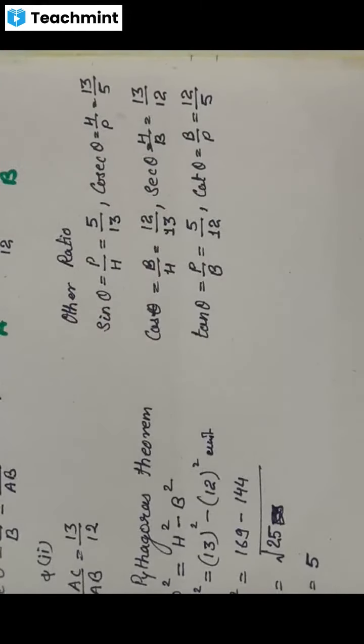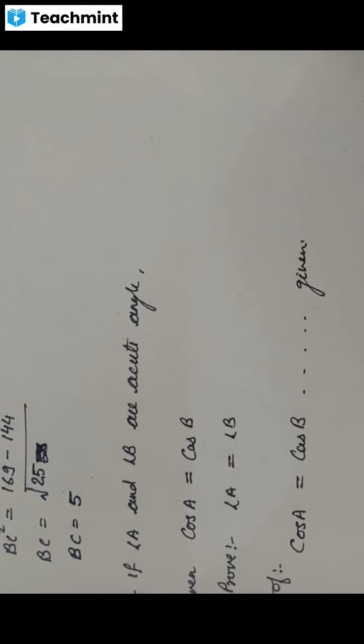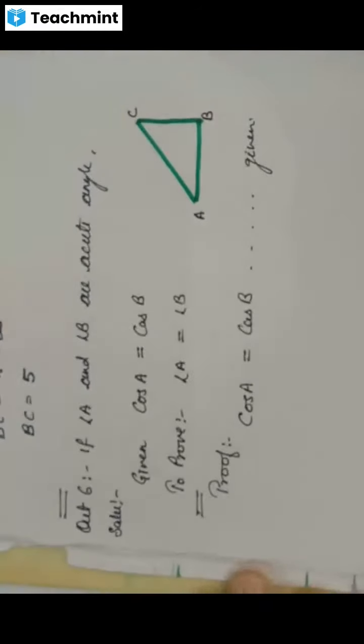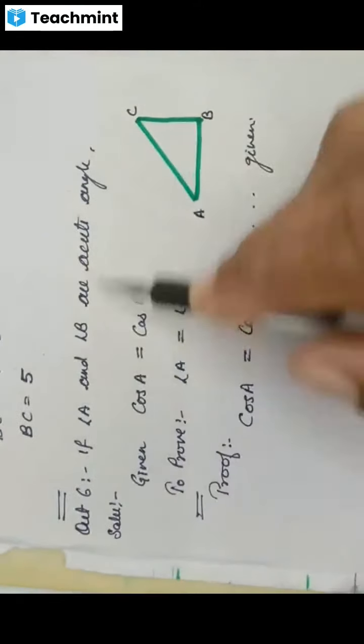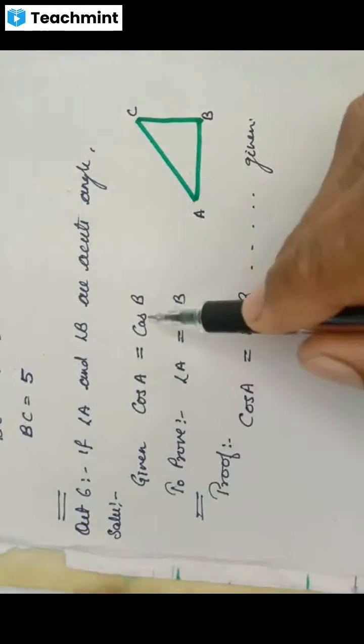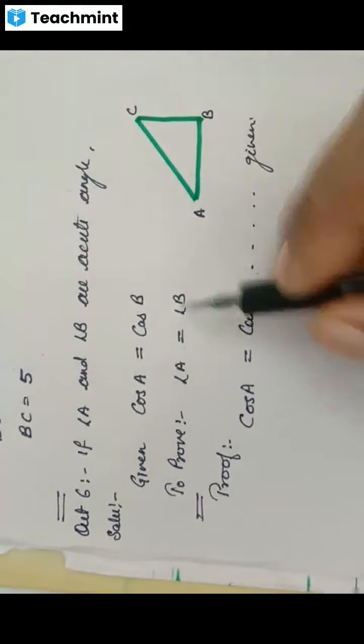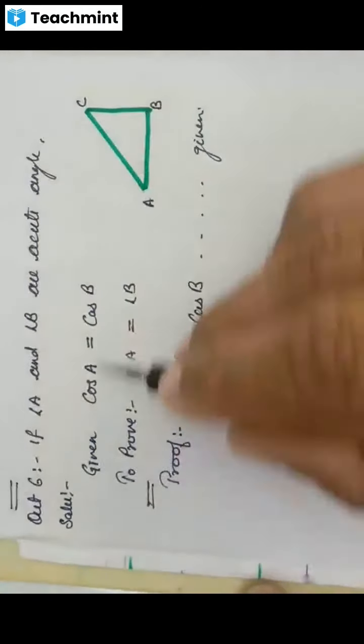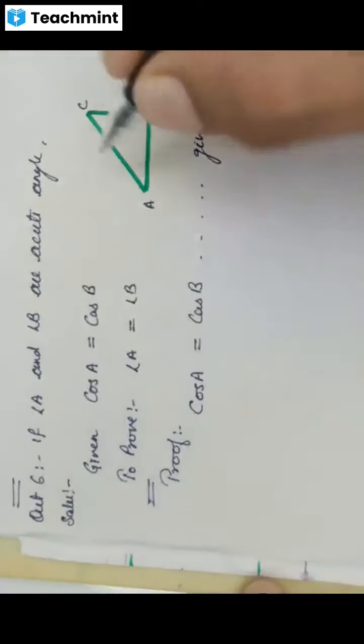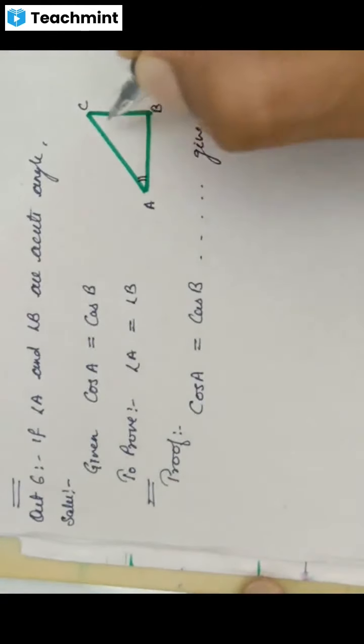Any doubt in this question now? Is the screen very clear for you? So question number 6 we have given: if A and B are two acute angles and cos A is equal to cos B, find or prove that angle A is equal to angle B. So we have started the solution. Given part: cos A is equal to cos B.